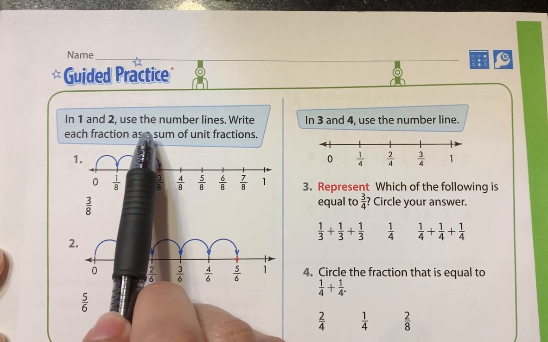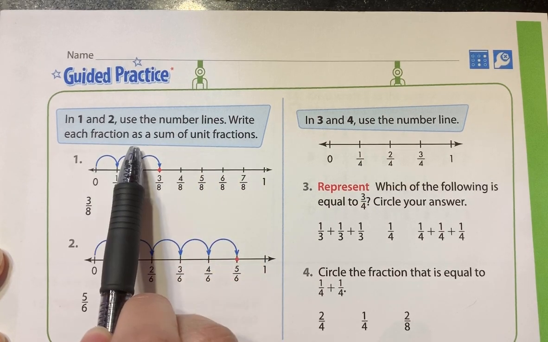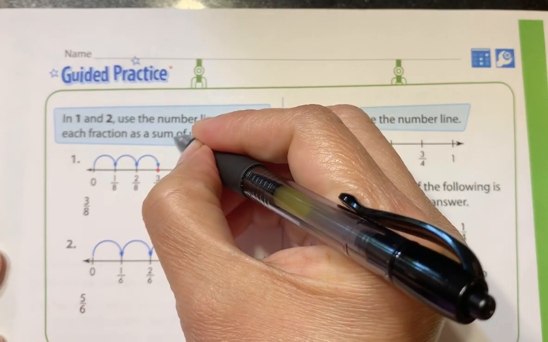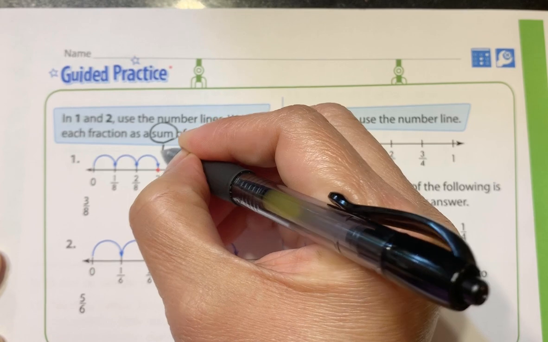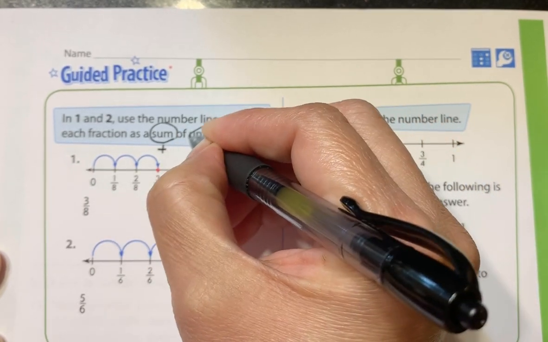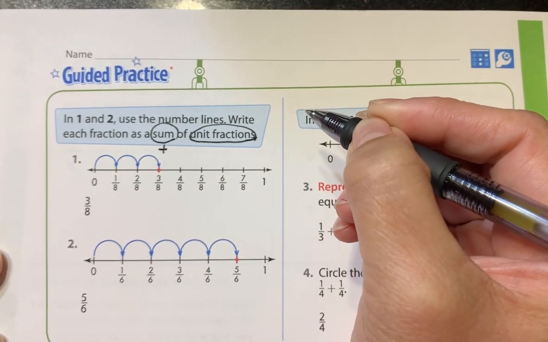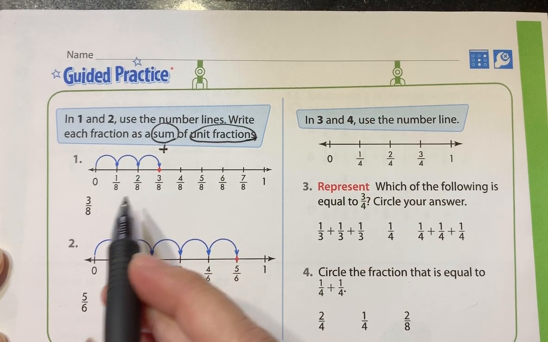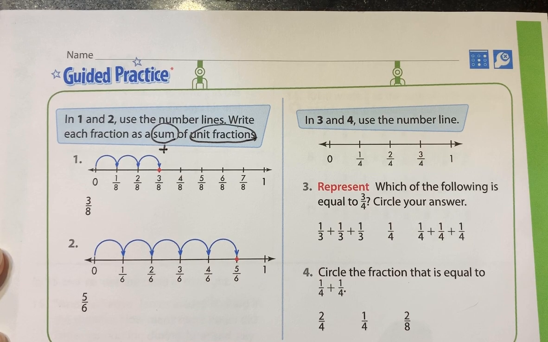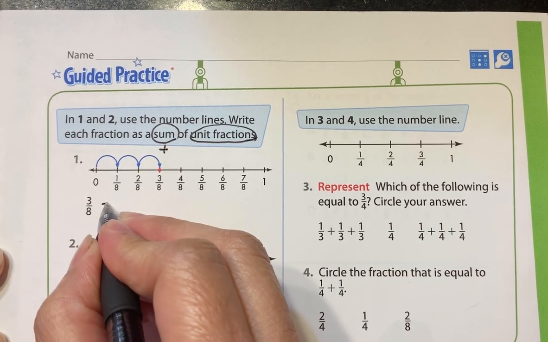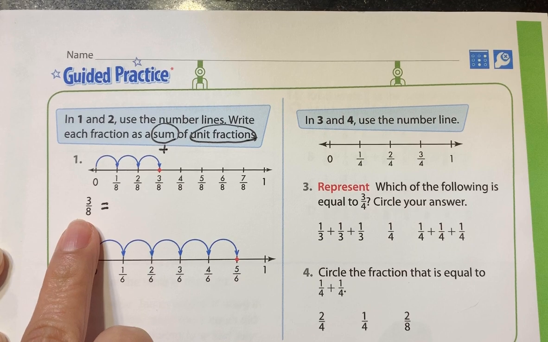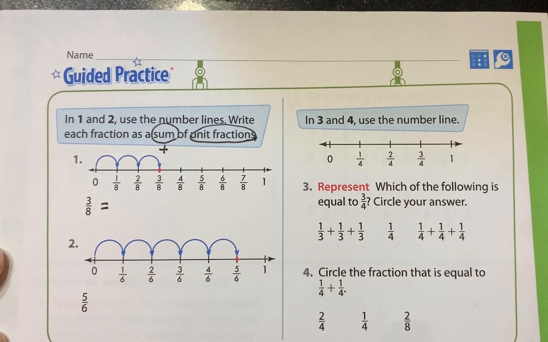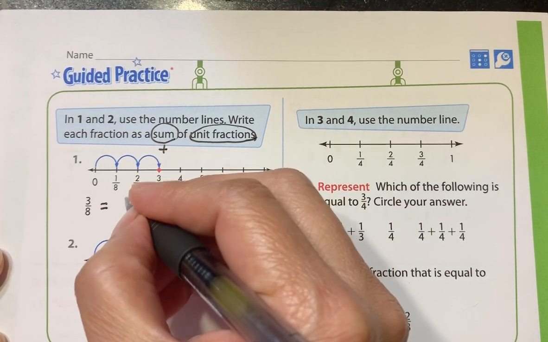For number 1 and 2, use the number lines to write each fraction as a sum of unit fractions. Now notice it says sum, and sum means to add. In unit fractions, we went over last week, that is when you have one part of the whole. So right now it's at 3/8, but they want to know, how did you get 3/8? Well, remember, we can do the problem in reverse. Normally we see the answer on this side, but we're going to put the answer here, and we're going to show how to get that answer.